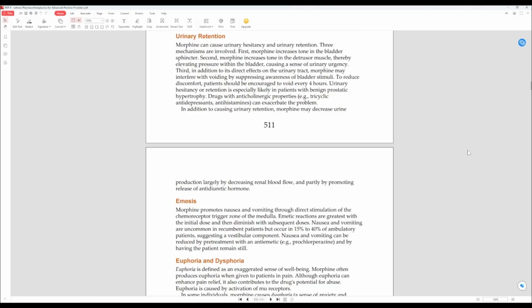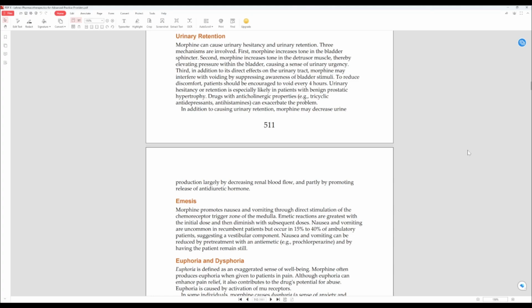Morphine can cause urinary hesitancy and urinary retention. Three mechanisms are involved. First, morphine increases the tone in the bladder sphincter. Second, morphine increases the tone in the detrusor muscle, thereby elevating pressure within the bladder, causing a sense of urinary urgency. And finally, in addition to its direct effects on the urinary tract, morphine may interfere with voiding by suppressing awareness of bladder stimuli. To reduce discomfort, patients should be encouraged to void every 4 hours.